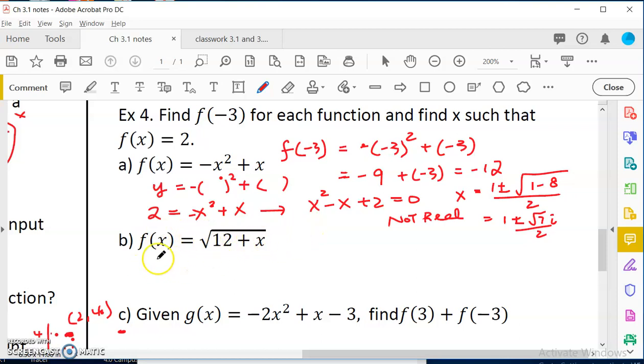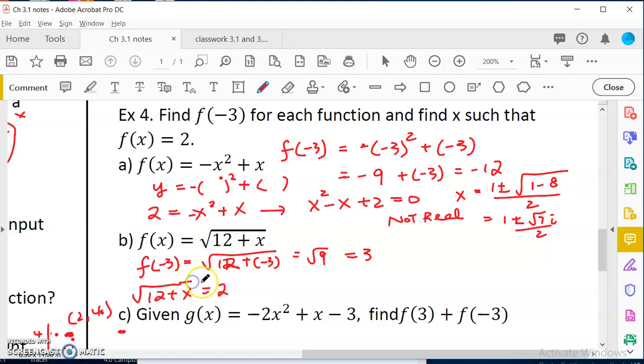The next one, f of x equal to the square root of 12 plus x. I want to do f of -3 again. So that means I plug in, whenever I see the x placeholder, a -3 into 12 plus x. So that means square root of 9, that is equal to 3. The output is 3. And then the second thing is to find x. So that means just put f of x here. So that is equal to 2.